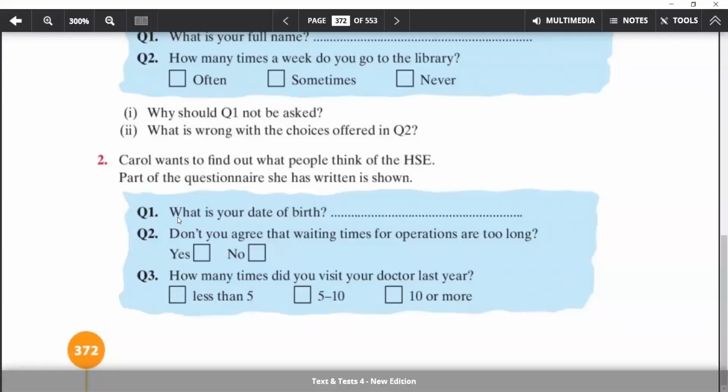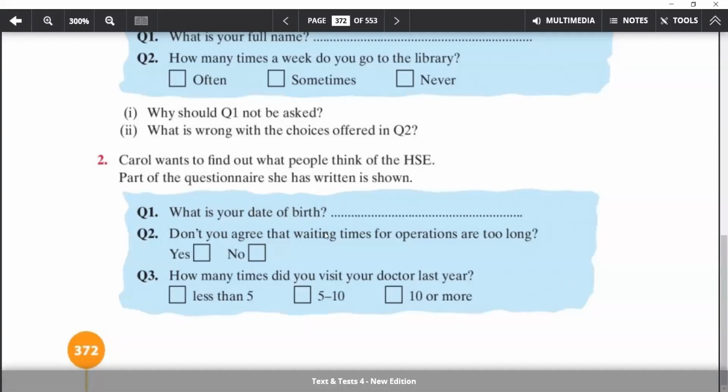So just looking at question 2 here, Carol wants to find out what people think of the HSE. Part of the questionnaire she's written is shown. Question 1, what is your date of birth? Why shouldn't that question be there? It's not relevant to what she's trying to find out. Okay, that's extraneous information, and generally people tend to be quite uncomfortable giving up information that's not maybe necessary for a survey.